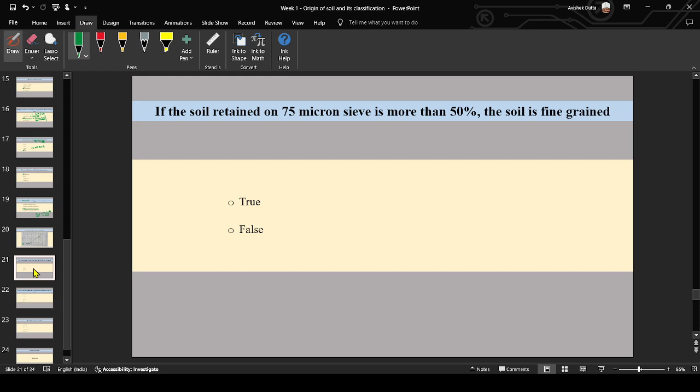Yes. If the soil retained on 75 micron sieve is more than 50%, the soil is fine grained. Now 75 micron, this is the maximum size of silt. Beyond this, you can find sand and gravel, and below this, you can find clay. Maximum size of clay is 2 microns, 0.002 mm.